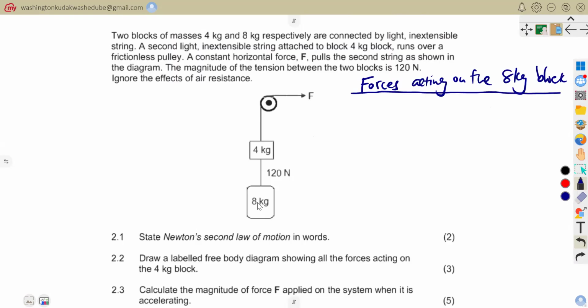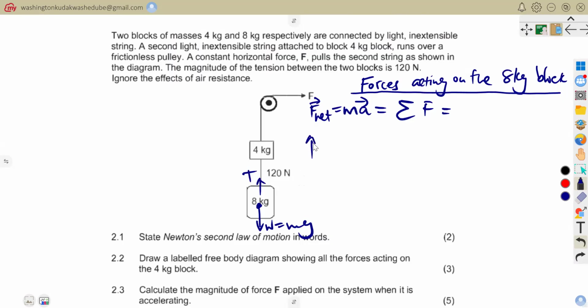So you can see that we are going to have a net resultant force due to Newton's second law, which will be given by ma. And then that net resultant force is equal to the sum of all vector forces. Now the sum of all vector forces on the 8 kg block: I've got weight going down, which is given by mg, and then I've got the tension, which is going up.